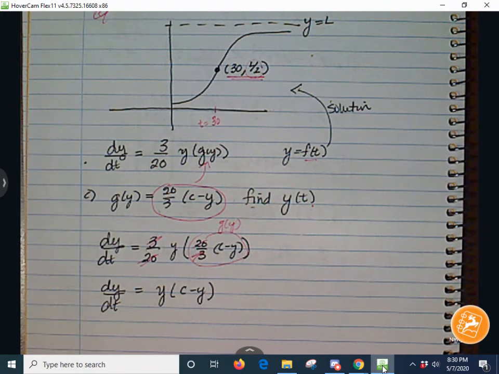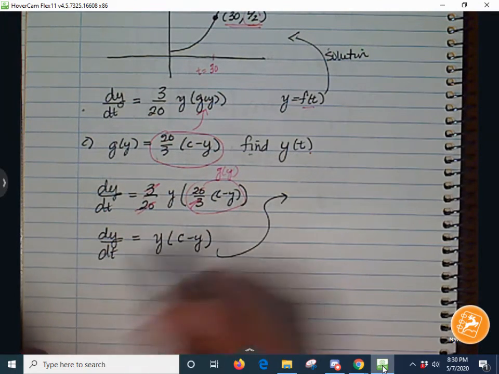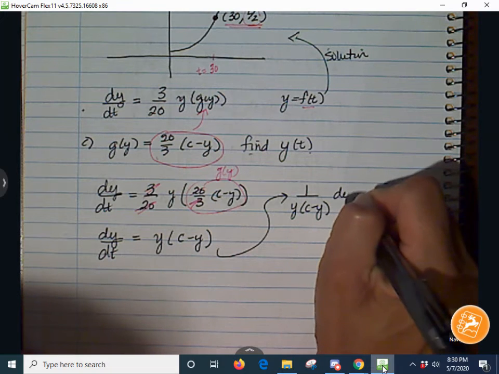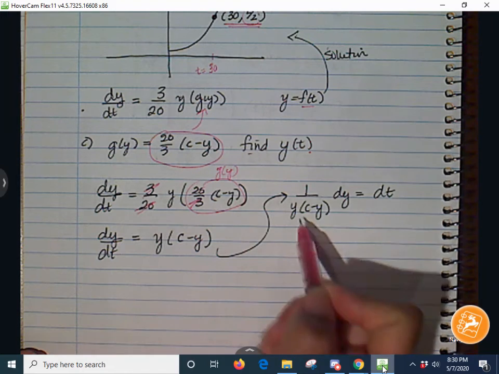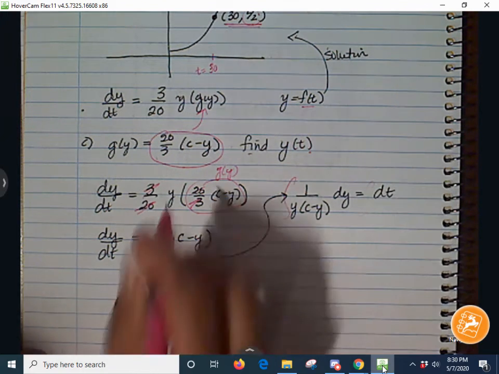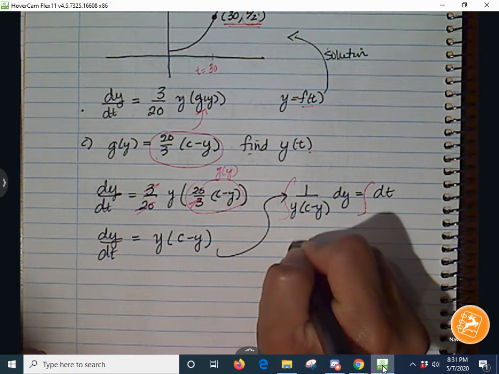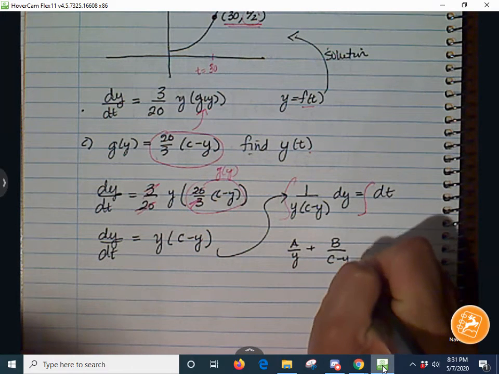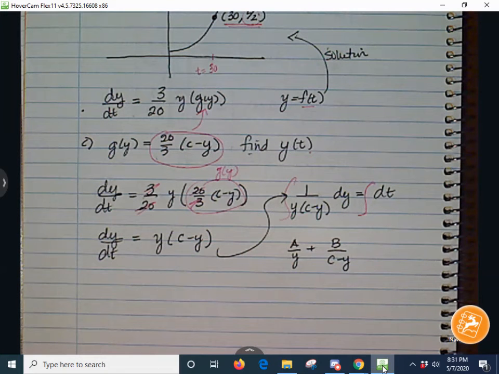Okay. And so now, how are we going to have partial fraction integration? Well, when I put my y's together, I'm going to have 1 over y(c minus y) dy is equal to dt. Okay? And so then I can see that I'm going to integrate this, and I'm going to probably need to use some partial fractions here. So they said a over y plus b over c minus y. And we want to find out what our a and b are.